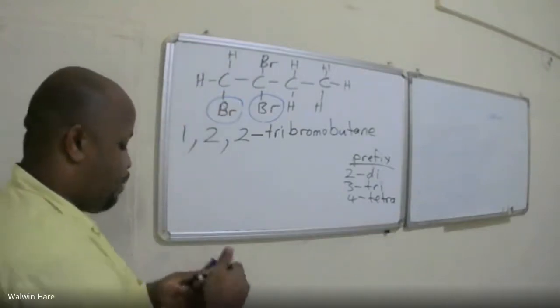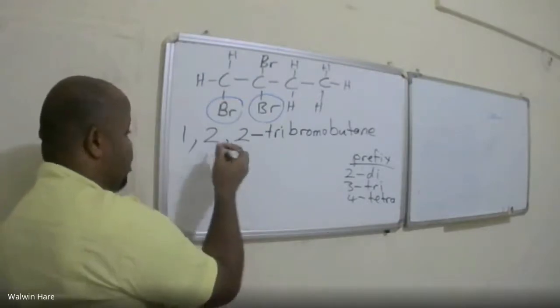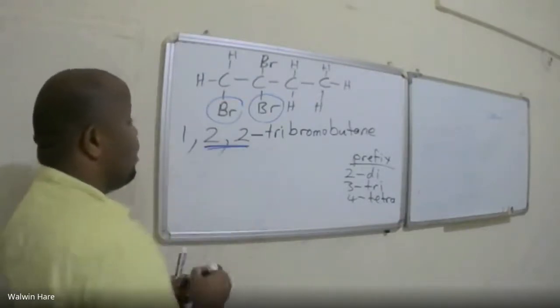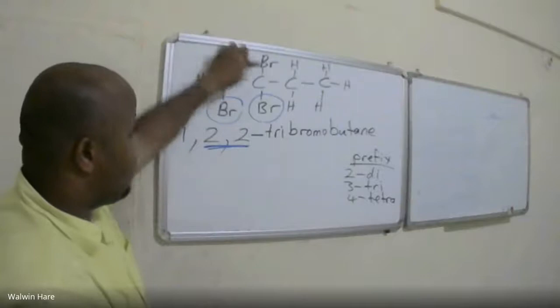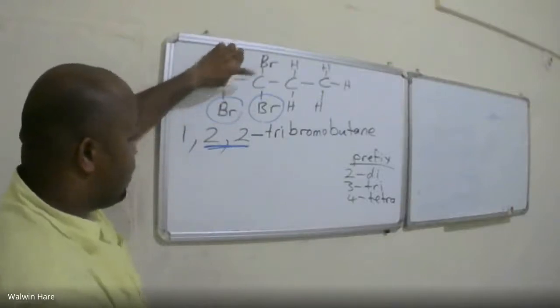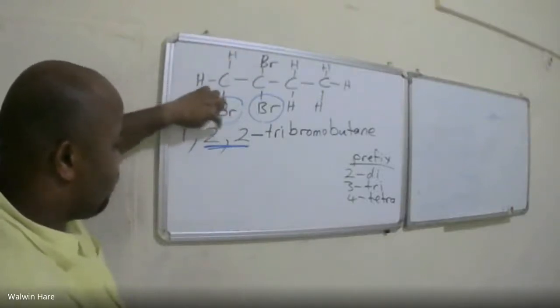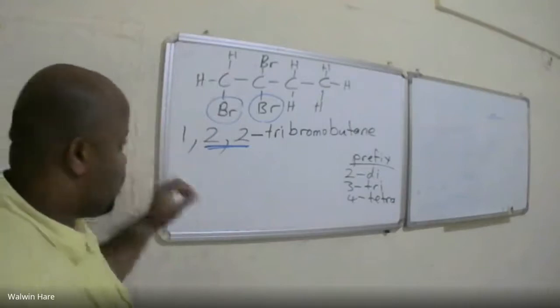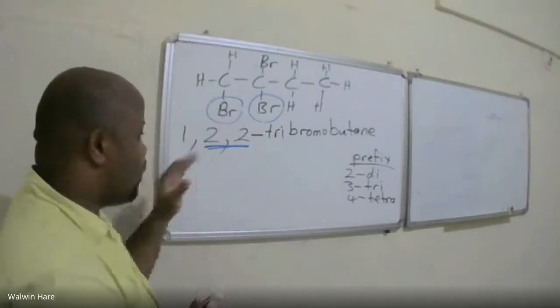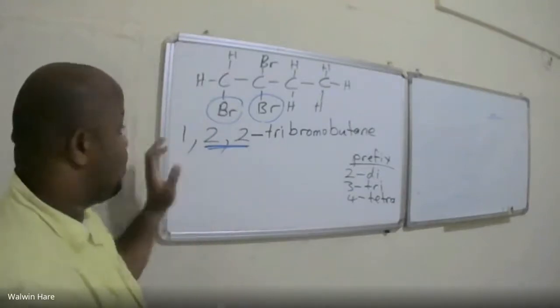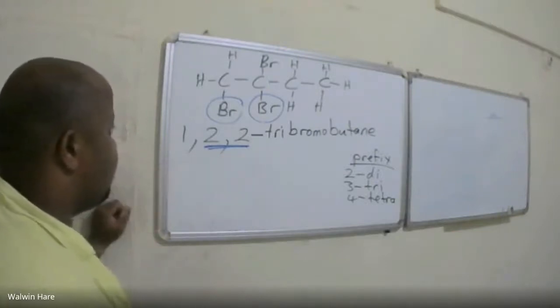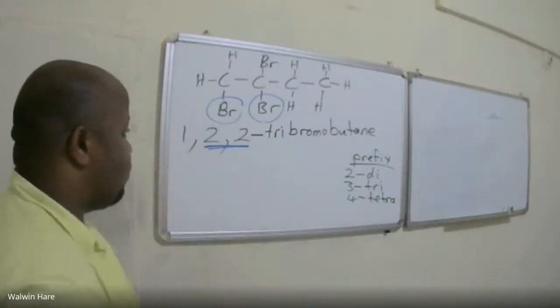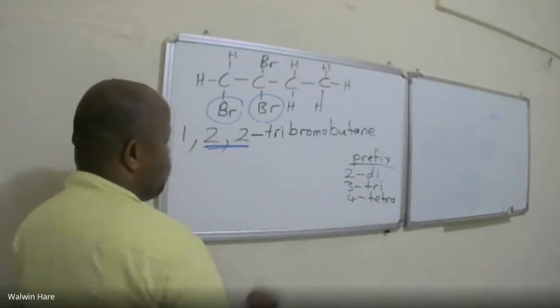So the important point to note here, and remember, if you have substituents on the same carbon atom, still put the positions for each of them. So you must say 2,2, don't just say 2. Alright? That's what I wanted. And the last one now, so we have one more rule.